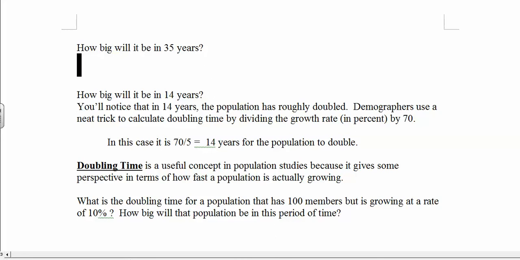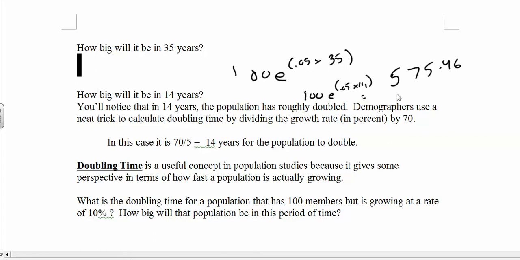The initial population was 100, e to the 0.05 times 35 in this case. You plug that into your calculator, and you end up with an answer of 575.46. Okay? And then just one more example. You have 100 e to the 0.05 times 14 years. And when you plug that in, you end up with an answer of 201.375. Now, I use this particular example because if you notice, 201 is roughly twice the size of our initial population.